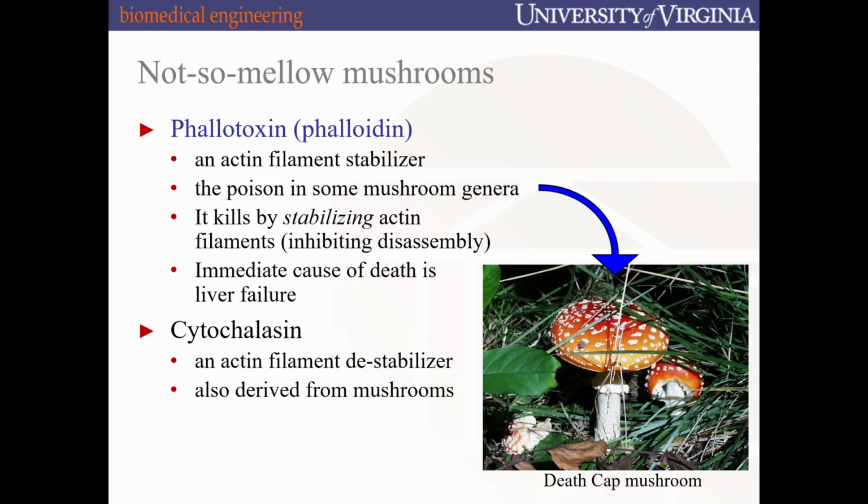In addition to all the natural product drugs that block microtubule function for cancer therapy, we also have natural products that block actin microfilament function. But these aren't used as anti-cancer drugs. They're just generally toxic instead, killing all the cells in our body, whether they're fast dividing or slow dividing. Phallotoxin is an actin filament stabilizer that's the poison in some types of mushrooms like death caps pictured here. This will mess up pretty much all the cells in our body, but the most acute immediate cause of death in phallotoxin poisoning is liver failure.